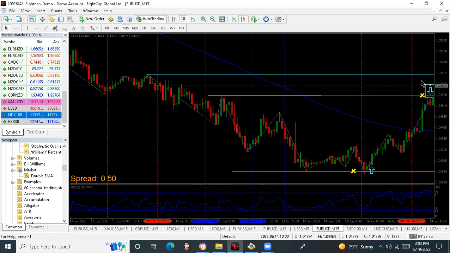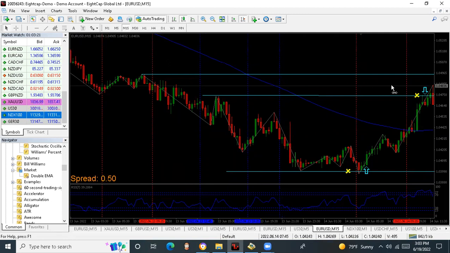So we got that. Now, what ends up happening? We have a continuation. It closes actually on that level. It's a little higher and then comes down. So there's two.